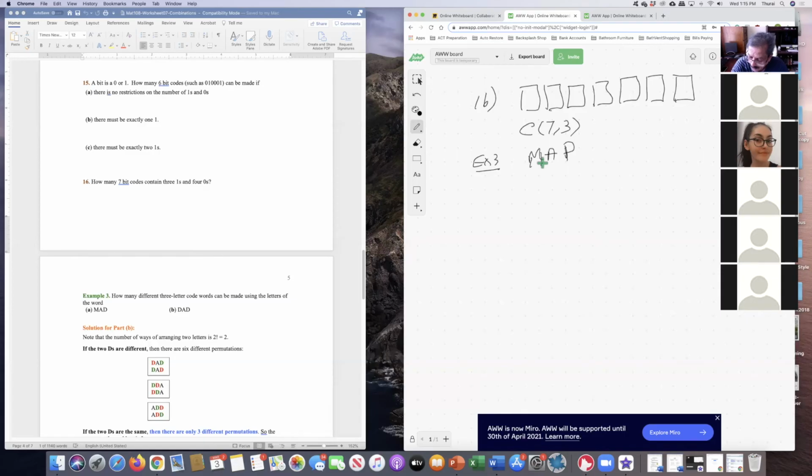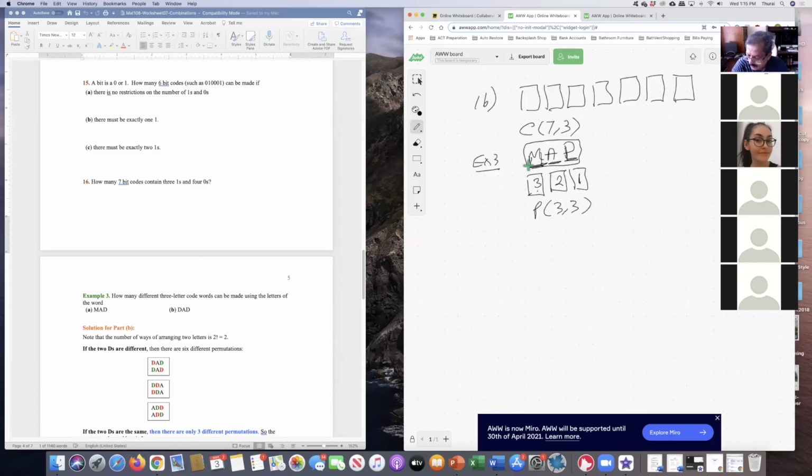So if you use box method, then we are making 3-letter code words using these 3 letters, MAP. So there are 3 ways to fill this. No repetition, because each letter only occurs once. So 3 ways to do the first, 2 ways to do the second, 1 way to do the third. Also, it can be done as permutation of 3, 3. 3 letters are given, all 3 are being rearranged.